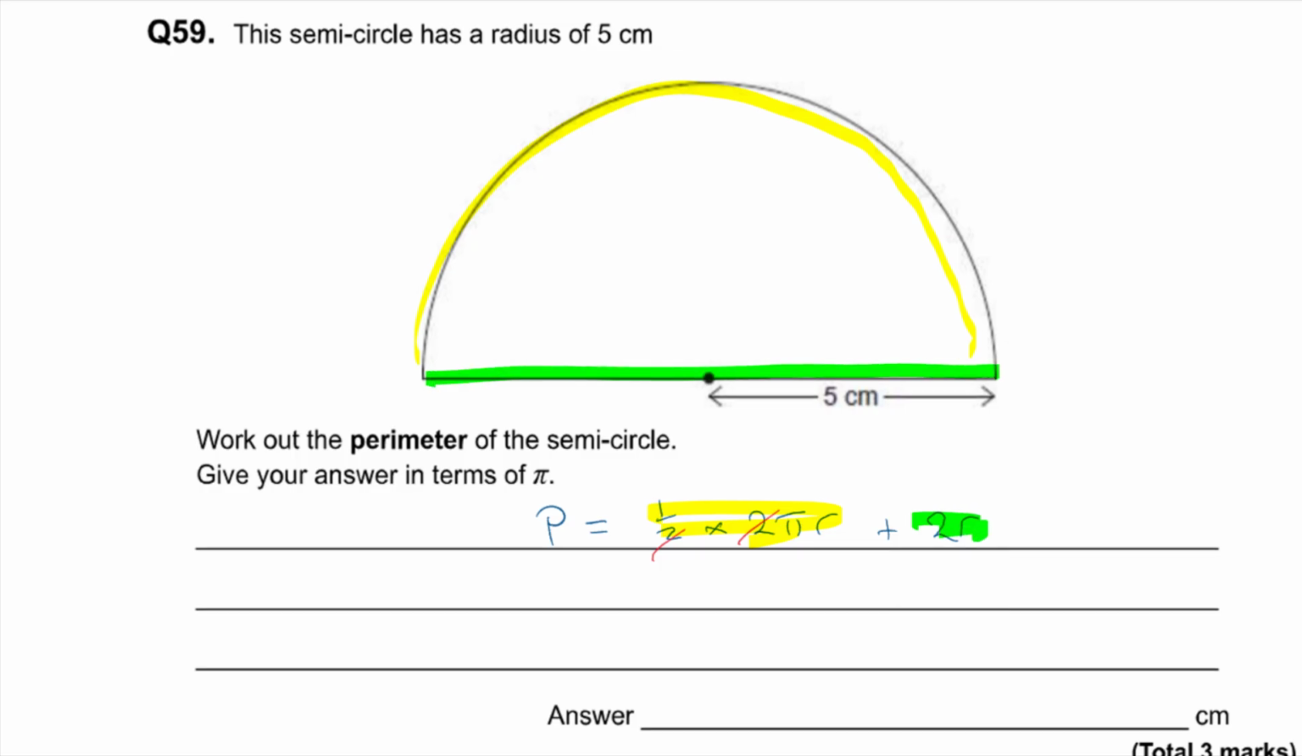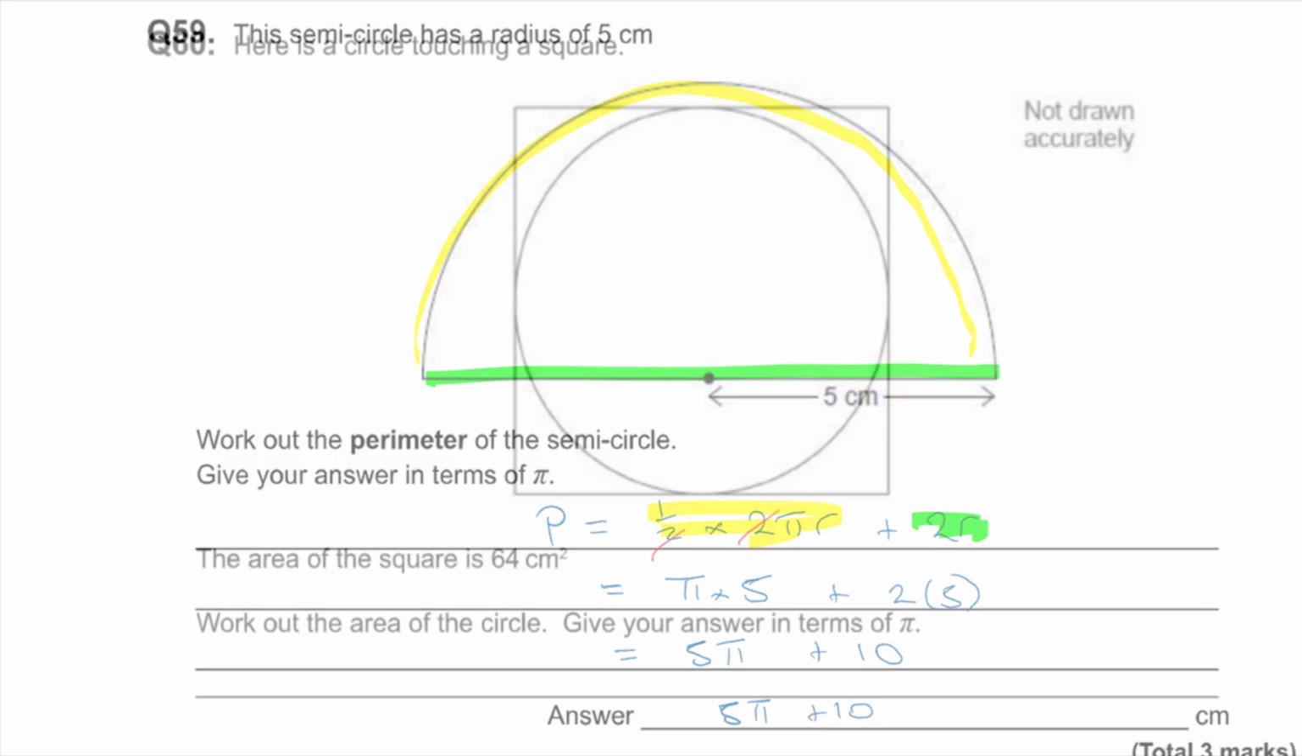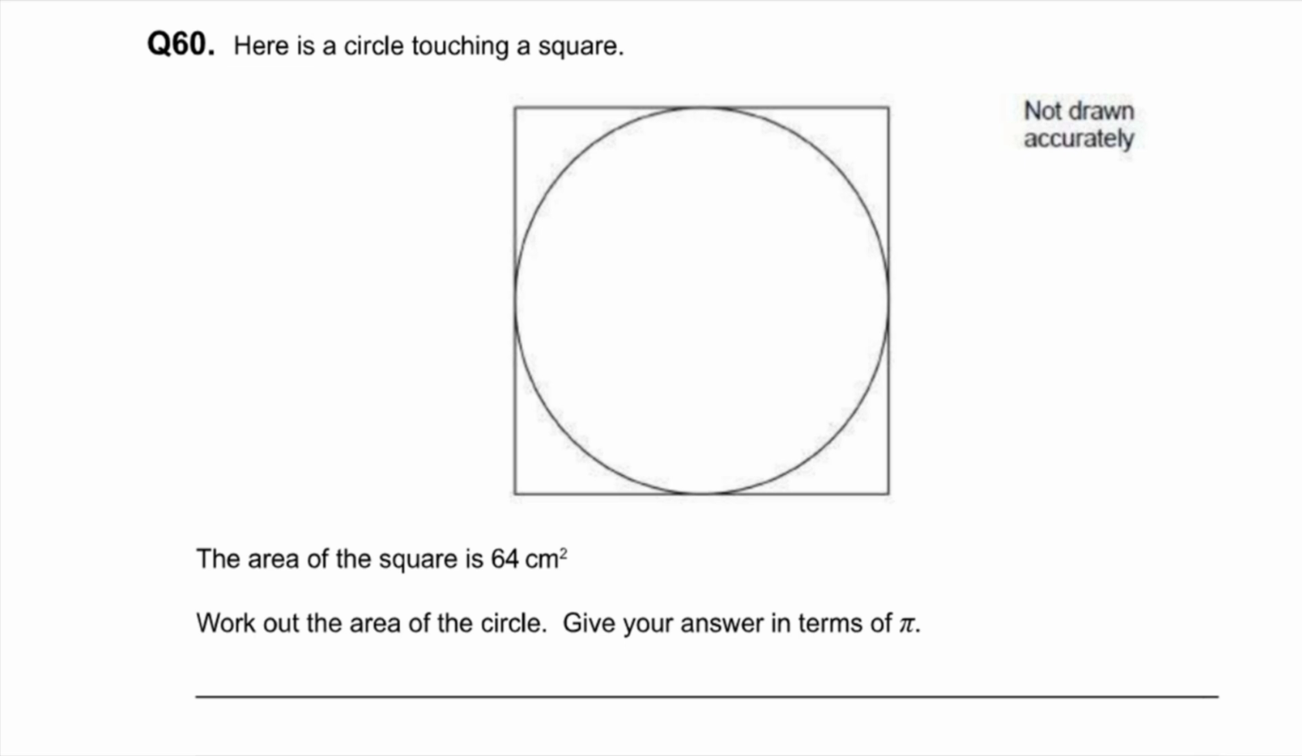Okay, so subbing in what we know from the diagram, so the half and the 2 have cancelled, so basically it's just pi times the radius, is pi times 5, and then plus 2 lots of 5, because 5 is also the radius. So pi times 5 is 5 pi, 2 times 5 is 10, so my final answer is 5 pi plus 10.